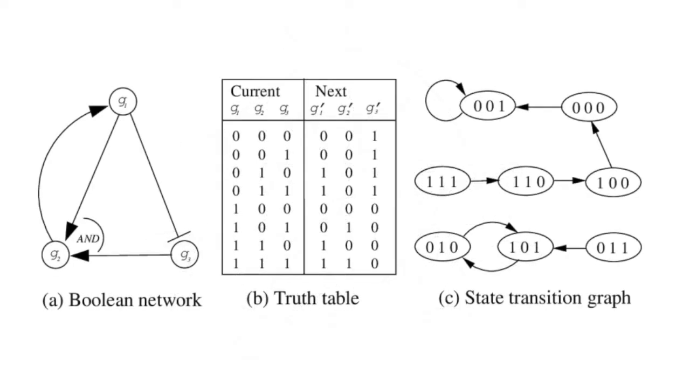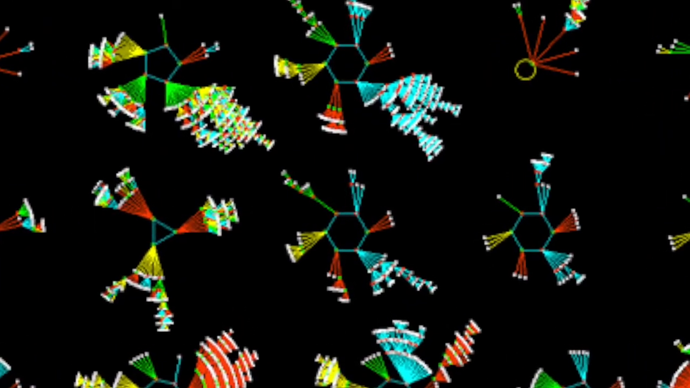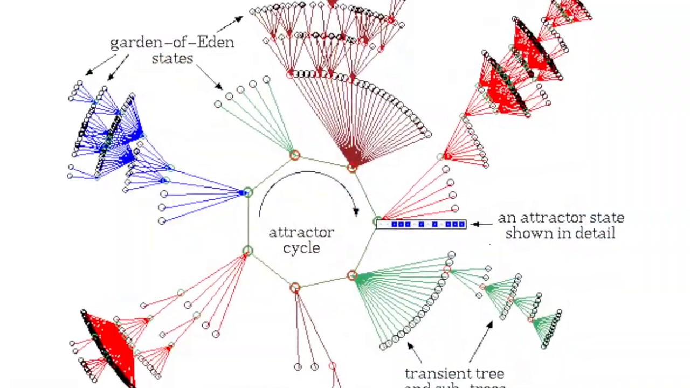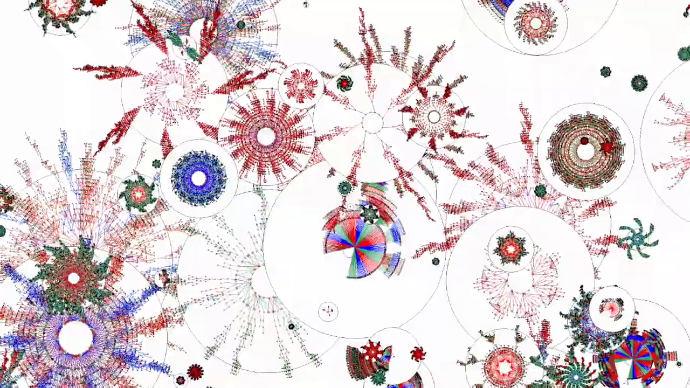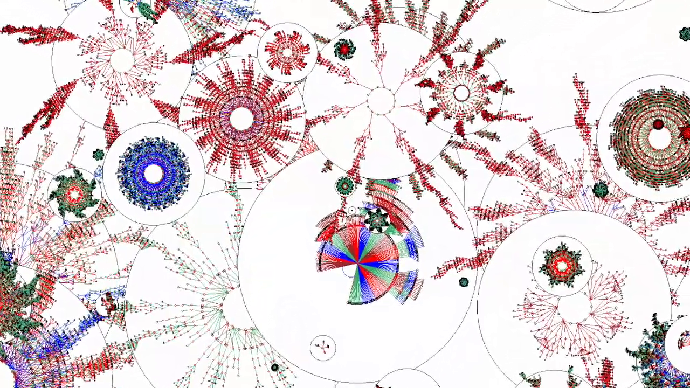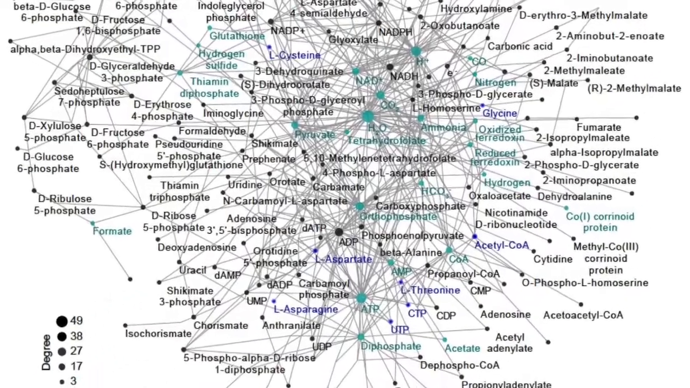Kauffman used random Boolean networks to investigate genetic self-organizing properties of gene regulatory networks, proposing that cell types are dynamical attractors in gene regulatory networks and that cell differentiation can be understood as a transition between attractors. Kauffman's book is a formidable work of mathematical biology.